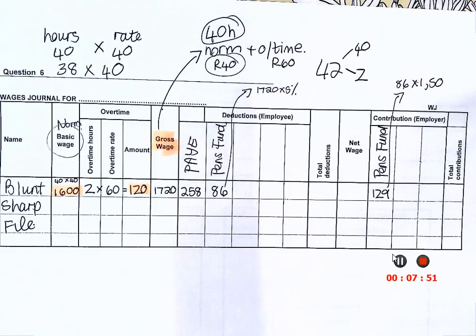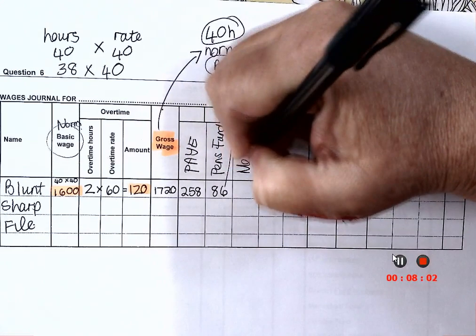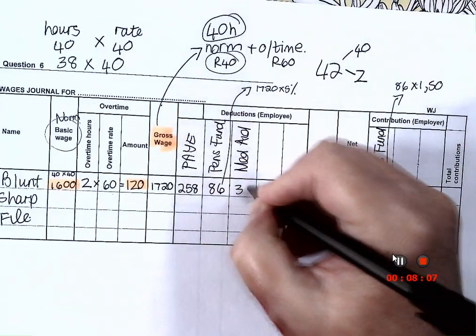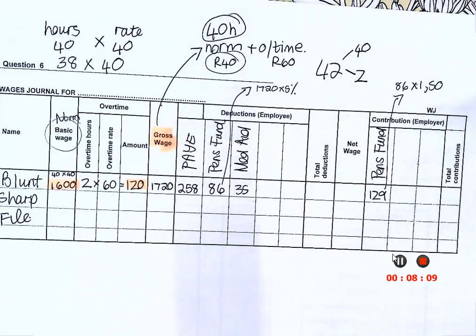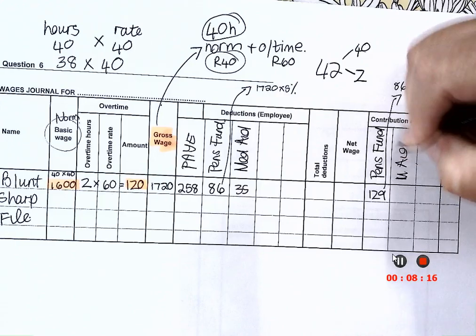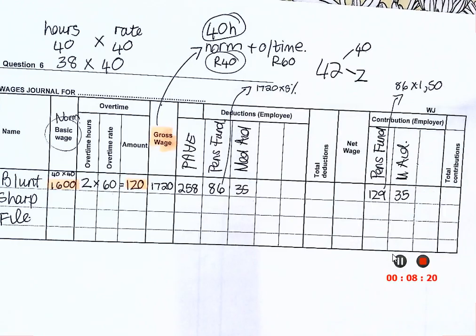Medical aid is compulsory. So now, Blunt is unmarried. So unmarried pays 35 Rand. So my medical aid is 35 Rand. The firm contributes a Rand for Rand basis. So here my medical aid is also going to be 35 Rand. Everybody with that? Yes.